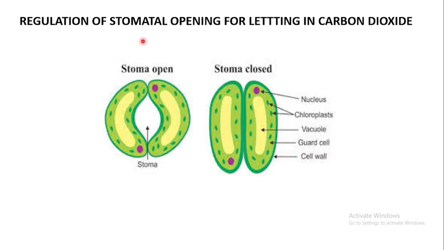Now see here, regulation of stomatal opening for letting in carbon dioxide. We all know that during the day the stomata opens up. Okay, so when it opens up, the plant is able to take in carbon dioxide from the atmosphere and release oxygen. Okay, now how does it open and close? Let us study this very carefully.